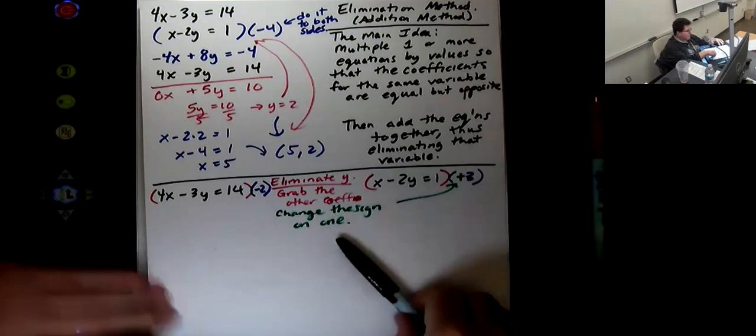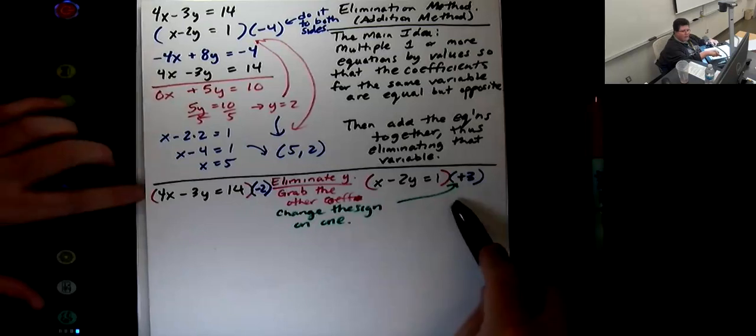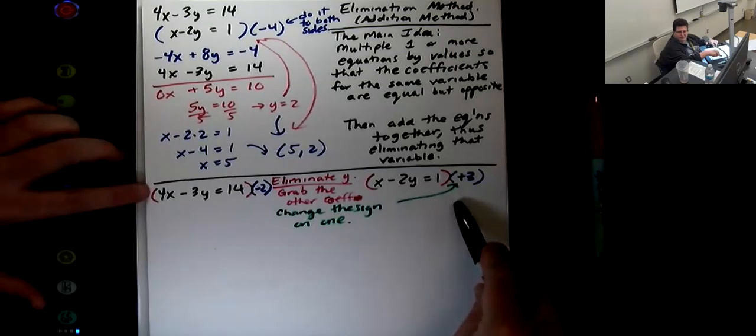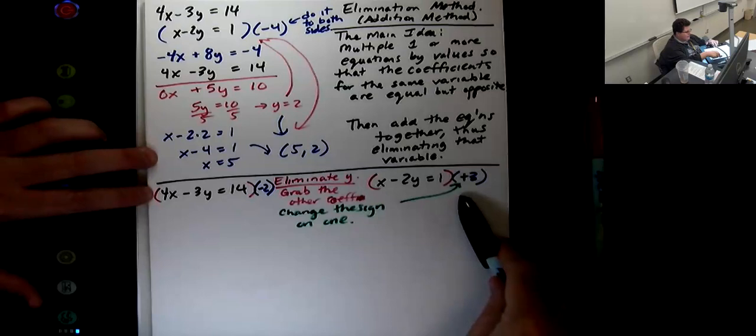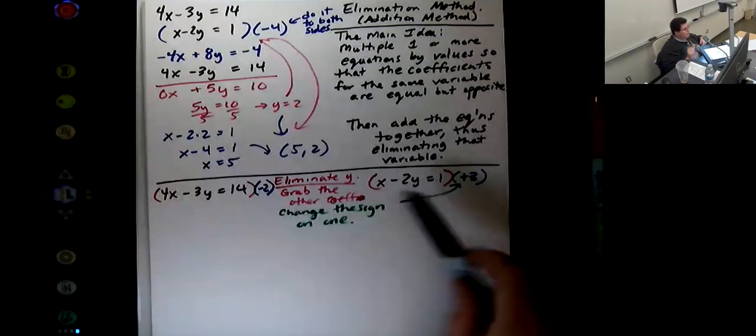The process is the same though, so why don't you try to go ahead and finish this process out. Multiply through by these, combine the equations and see if you get 5, 2 on your own.